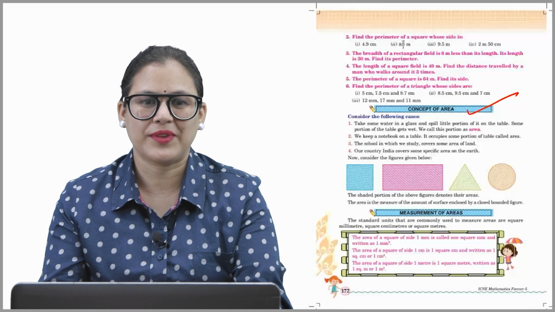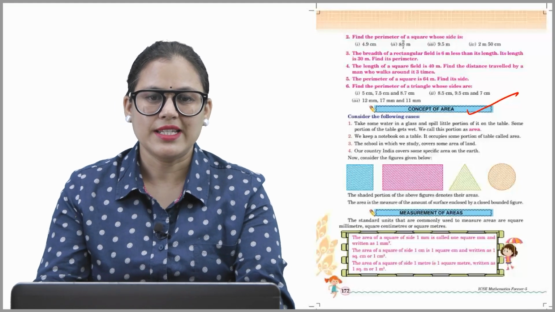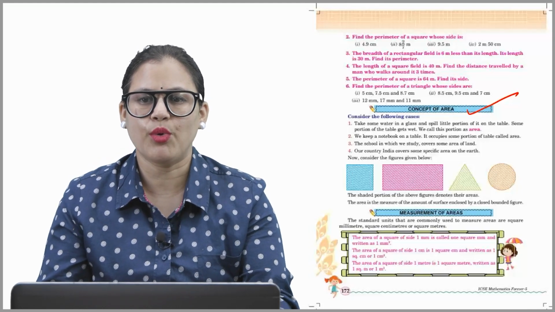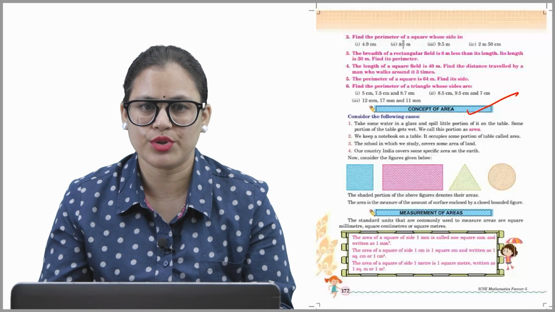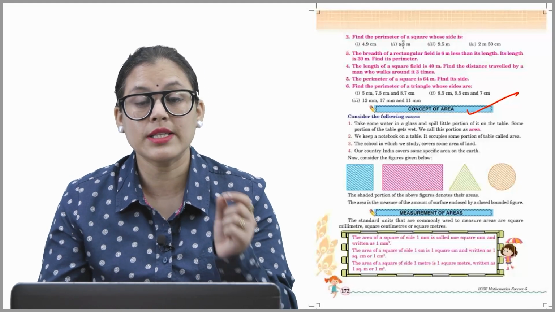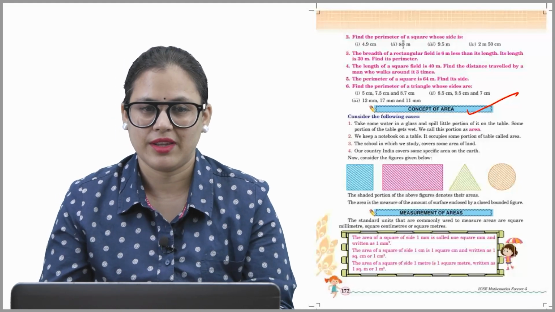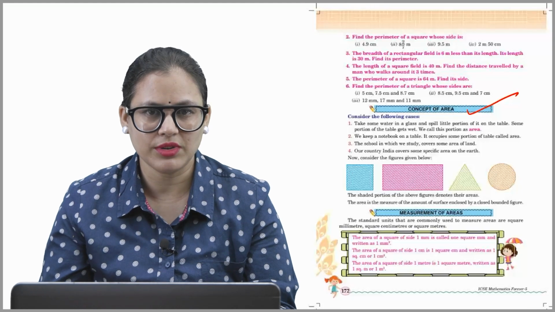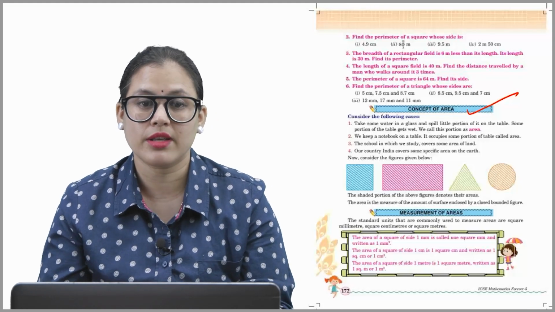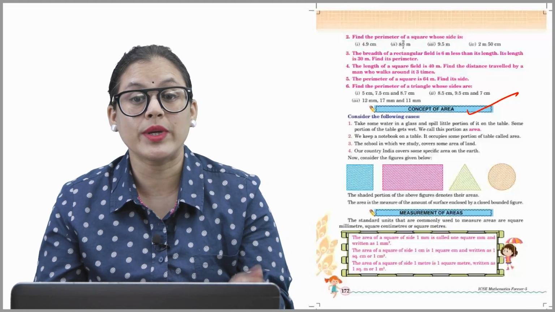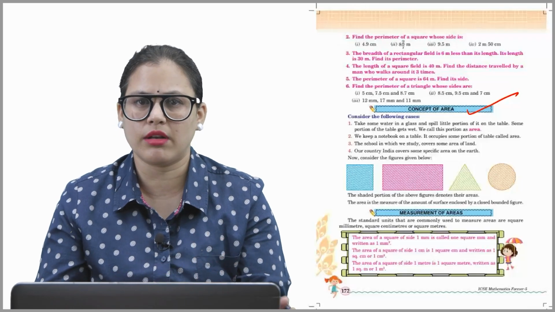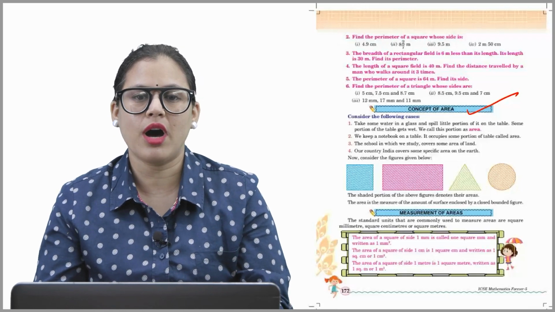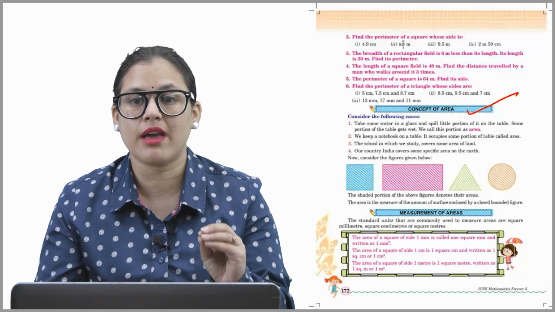Concept of area. Consider the following cases. Take some water in a glass and spill a little portion of it on the table. Some portion of the table gets wet. We call this portion area. Number 2, we keep a notebook on a table. It occupies some portion of the table called area. Number 3, the school in which we study covers some area of land, right? And number 4, our country India covers some specific area on the earth.